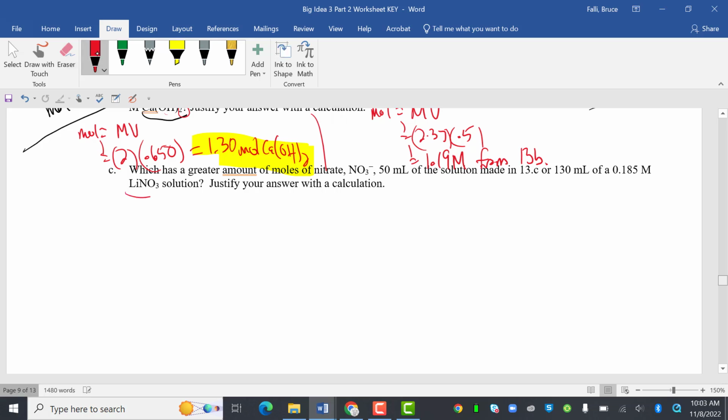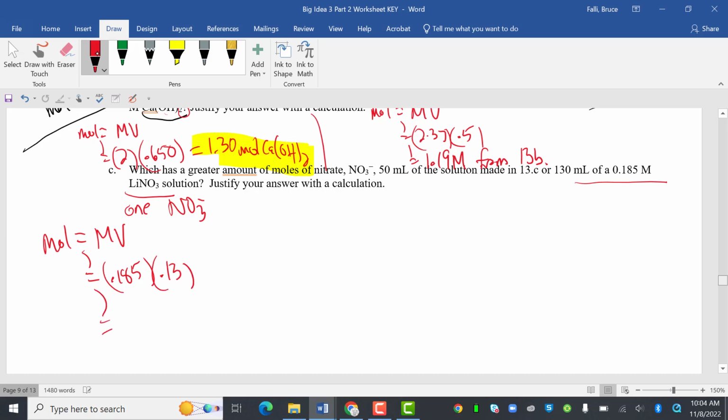So again, we're looking to make sure that we have 1 NO3 negative in there. So greater amount of moles, so moles equals MV. So the molarity of this guy is 0.185. I don't double it because I don't have 2 nitrates, and my volume is 0.130. 0.185 times 0.13 is 0.0241 moles of nitrate in LiNO3.